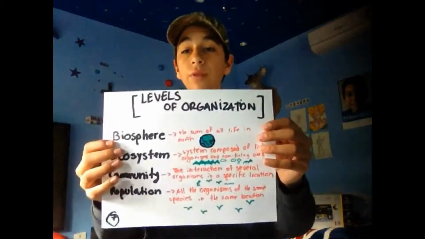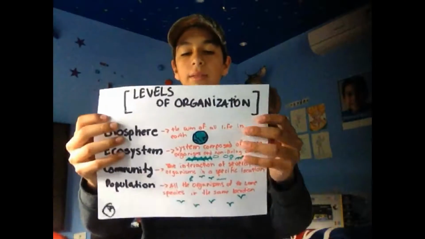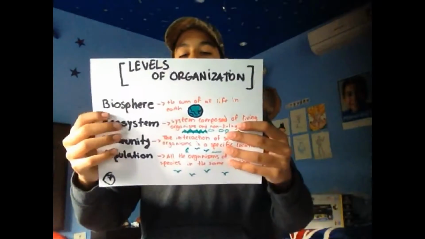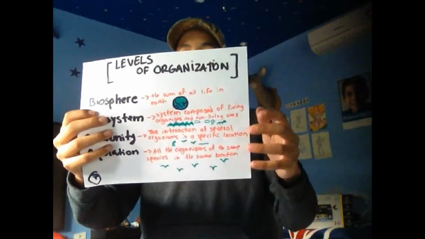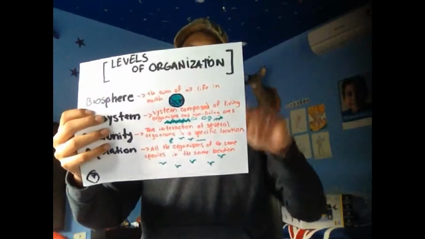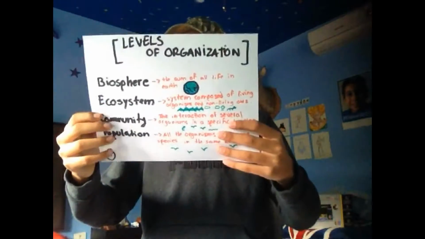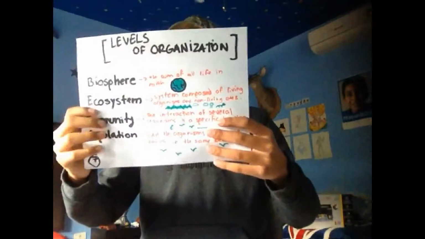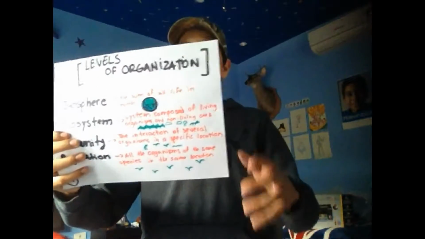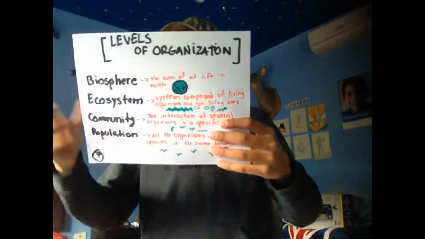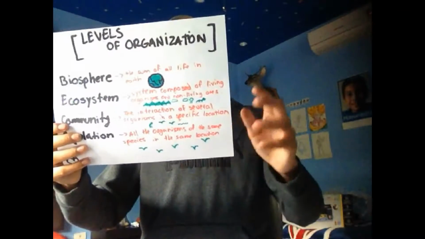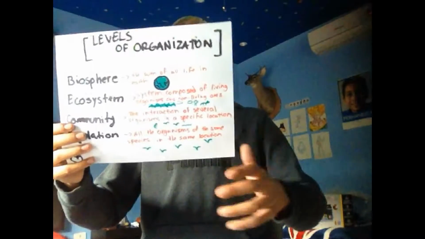Now the other topic is the levels of organization. We have the biosphere, that is the sum of all the life on Earth, the ecosystem, that is the system where organisms with life and non-living things are. We have the community, that is the interaction of different organisms, and the population are all the organisms of that species together.